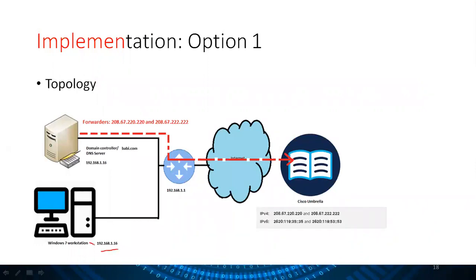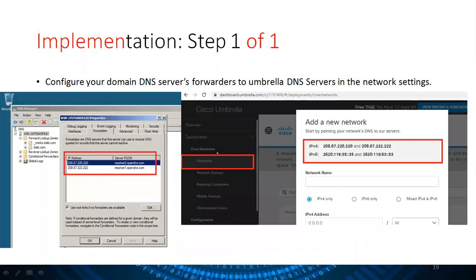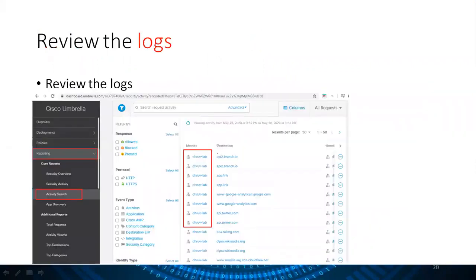Workstations are configured with the DNS server of .16. Perfect. You can see under the reporting, I will show it to you in a couple of minutes, how we can see the results of the traffic for analysis shortly. And the option number 2.